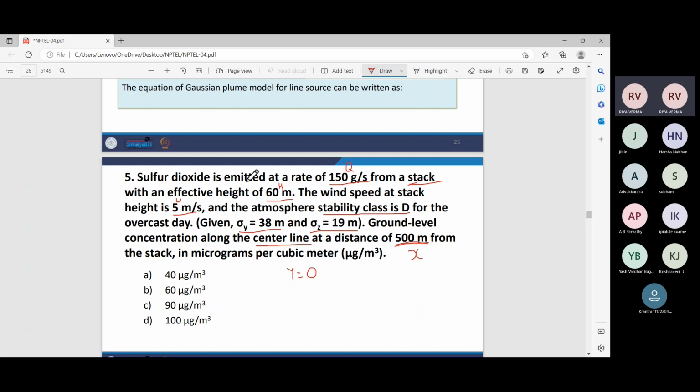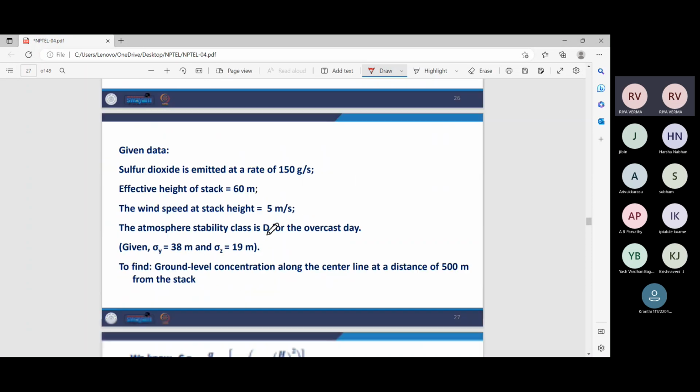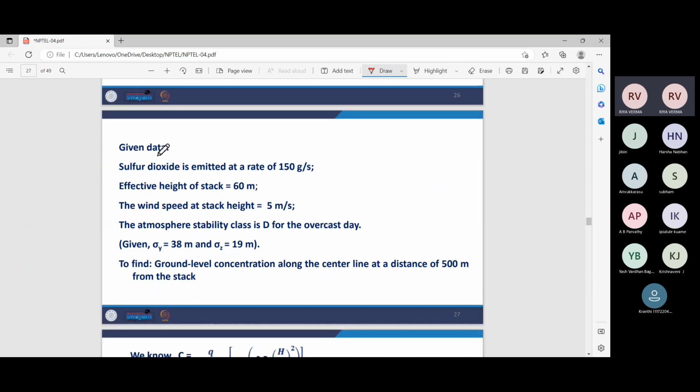So we have marked all the values that are given in the question. So given data: sulfur dioxide is emitted at a rate of 150 grams per second. Effective height of stack 60 meters. Wind speed at stack height 5 meters per second. Stability class D. Sigma y 38 meters and sigma z 19 meters.